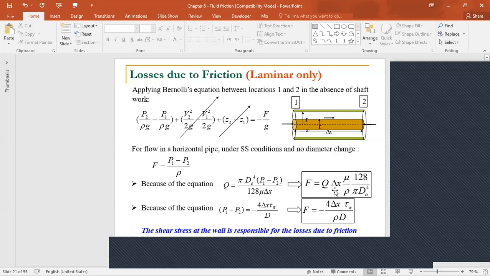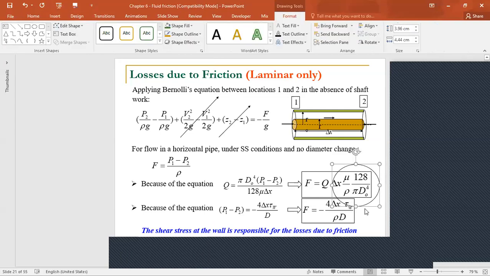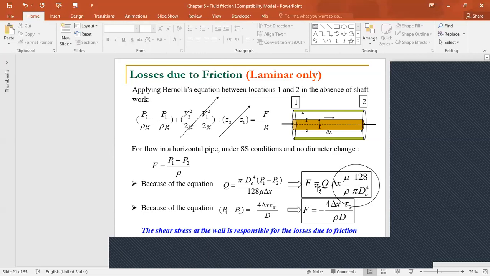Now the other terminology, delta X, mu, rho, D naught to the power 4, those are all constants. Delta X and D naught are the axial distance and the diameter. Then we have mu and rho, the dynamic viscosity and the density, those are the properties. So all these terminologies here are constants. So we're looking here at the friction equal to flow rate times this bunch of constants, which we can call C, for example, or K. So now here we have a relationship which is simple and easy to calculate the frictional losses.